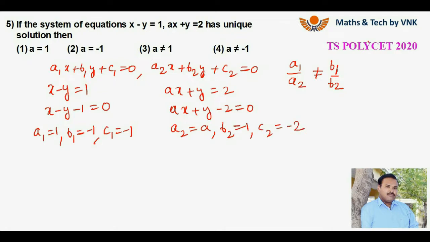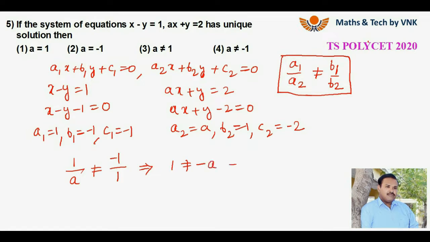Substituting a1, a2, b1, b2 in this relation, that is a1 by a2 is not equal to b1 by b2, so a1 value is 1, a2 value is a, not equal to b1 value is minus 1 and b2 value is 1, so which implies, by cross multiplication, 1 into 1 is 1, not equal to minus 1 into a is minus a, so which implies a is not equal to minus 1. So the correct option is 4, a not equal to minus 1.